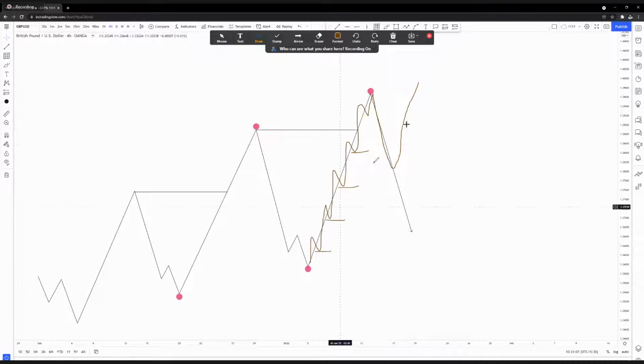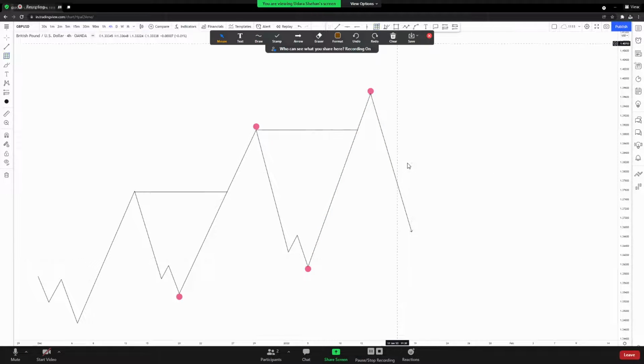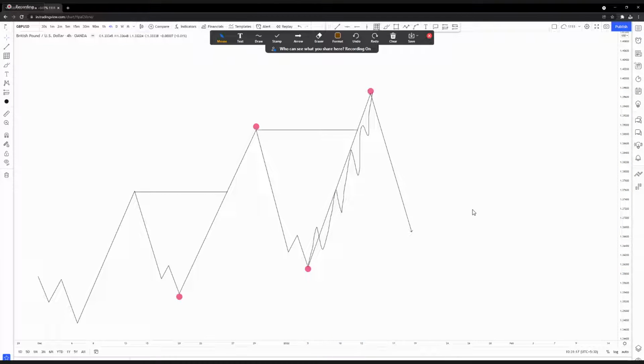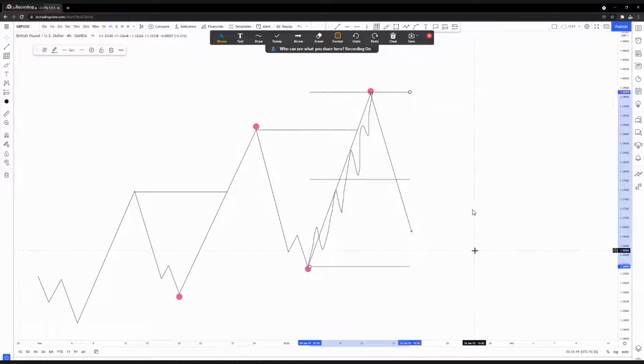Now have your drawing as it is, don't delete it. So let's say we had it this way. I told you about discount and premium prices, like this.